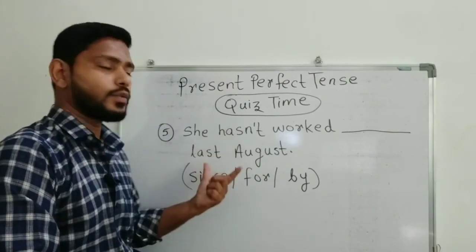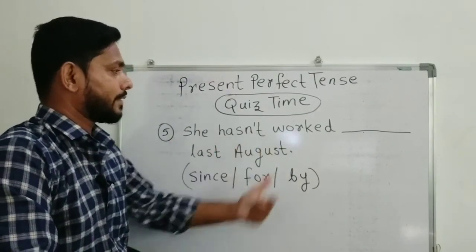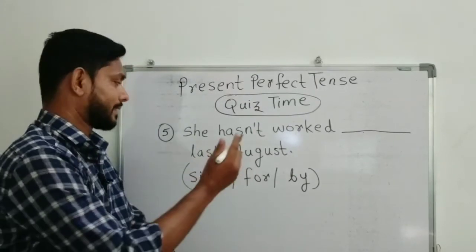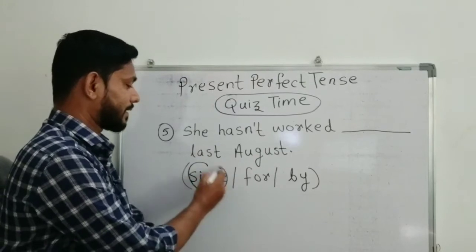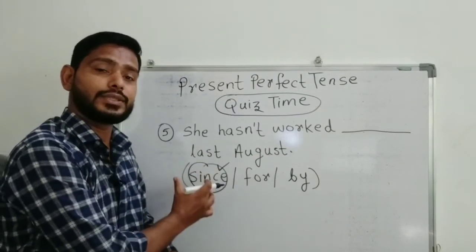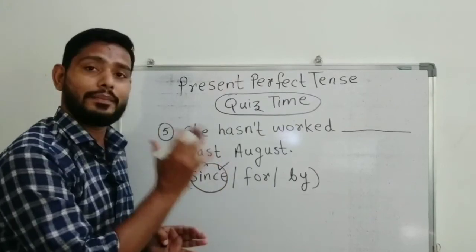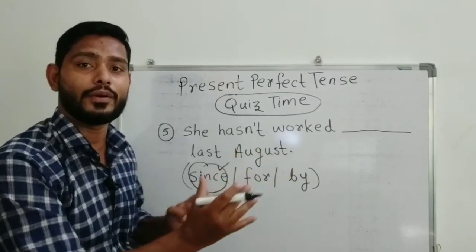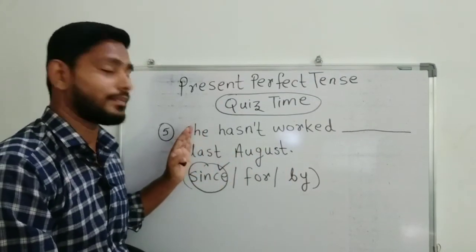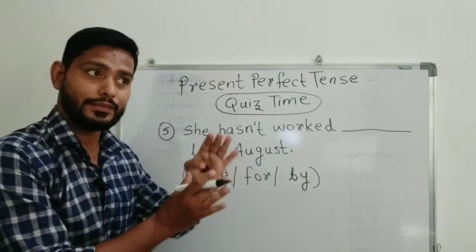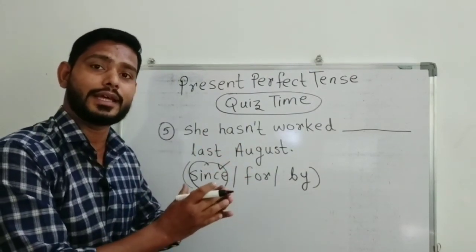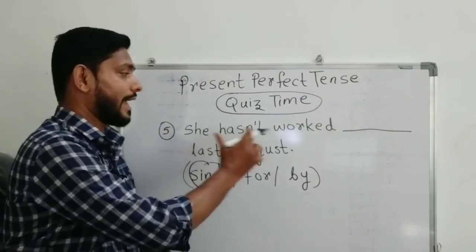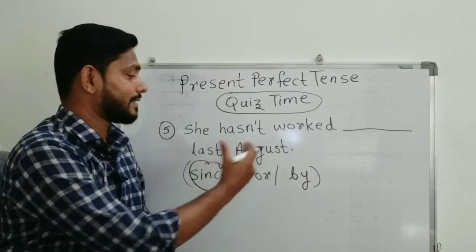And let's come to the last one. She hasn't worked blank last August. What may be the correct option? Yes, she hasn't worked since last August, because since is used to talk about a particular time that started already in August and it's still going on, a kind of no work, because she hasn't worked from that particular time and that action is still going on. Since is the correct option. She hasn't worked since last August.